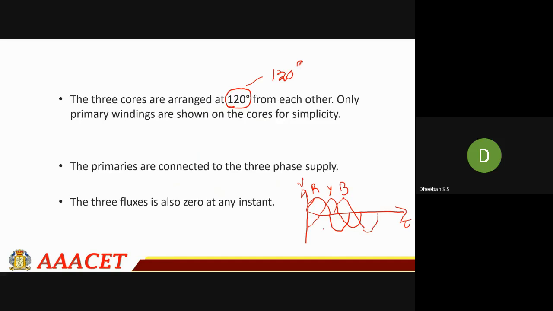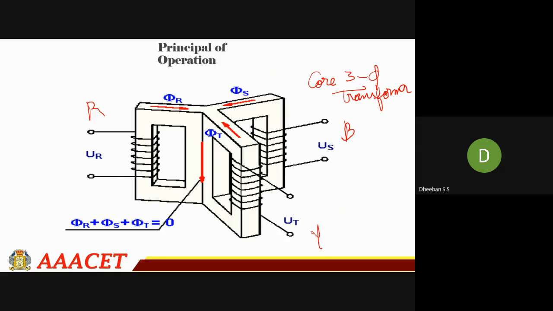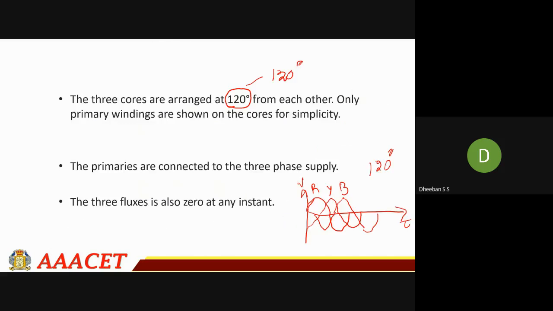So all these things will be displaced by an angle of 120 degrees. Okay. So here only the primary windings are shown. Okay. So here the secondary is not shown. So the primaries are connected to the three-phase supply.